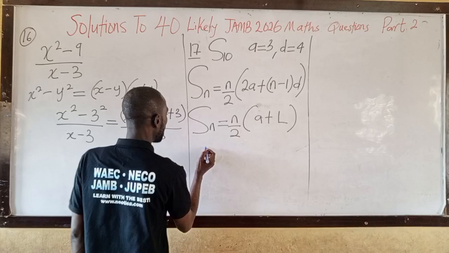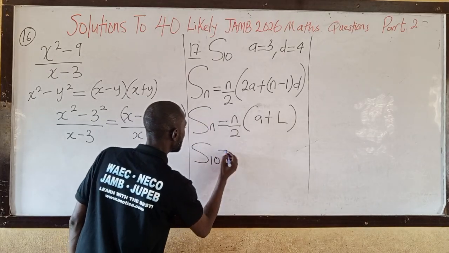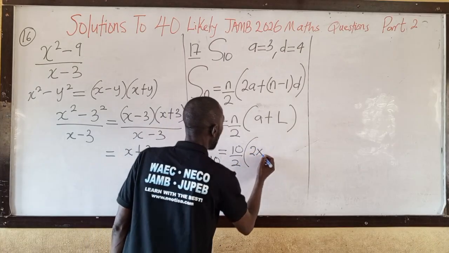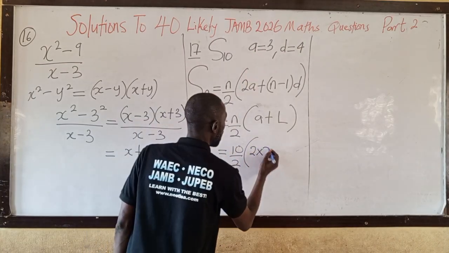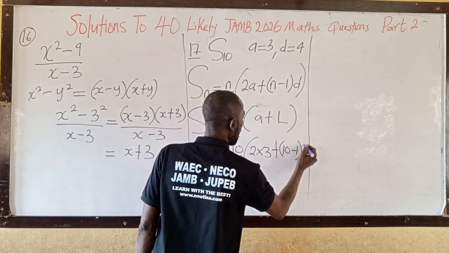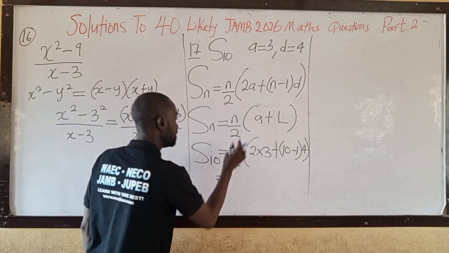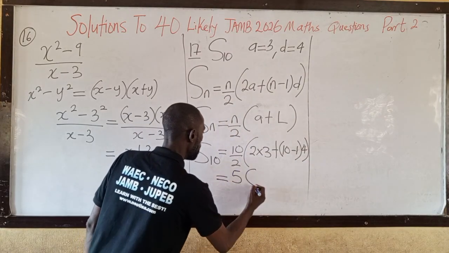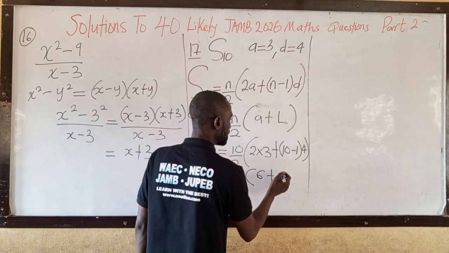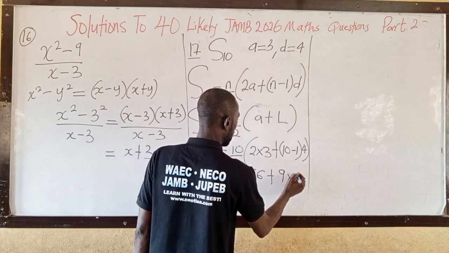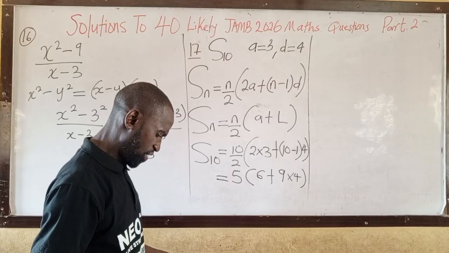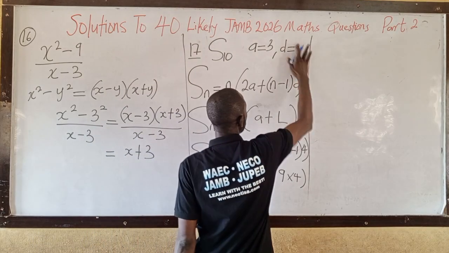So let us go here. It means our S10 is equal to 10 all over 2, open bracket, 2 times a. Our a is 3, so we have 3 here, then plus 10 minus 1, then times d. Our d is 4. So we have 10 all over 2 is 5, open bracket, 2 times 3 is 6, plus 10 minus 1 is 9, then times 4. Let me confirm our common difference. Our common difference is 2, not 4.